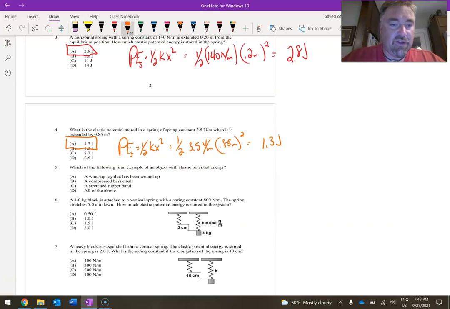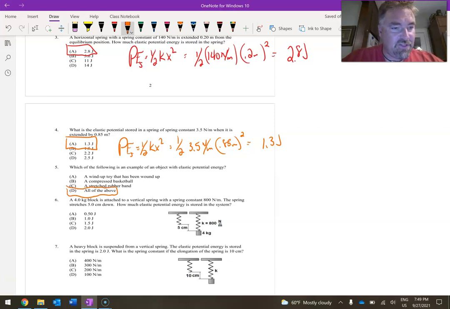Number 5, which of the following is an example of an object with elastic potential energy? Wind-up toy, that sounds pretty good, actually. Compressed basketball. Oh yeah, if you compress it, then you're storing energy by compressing that elastic thing. Stretched rubber band. So I have to go with choice D. It is definitely all of the above.